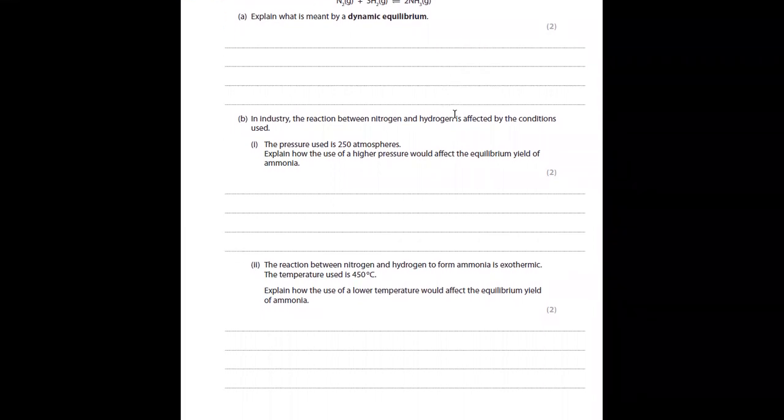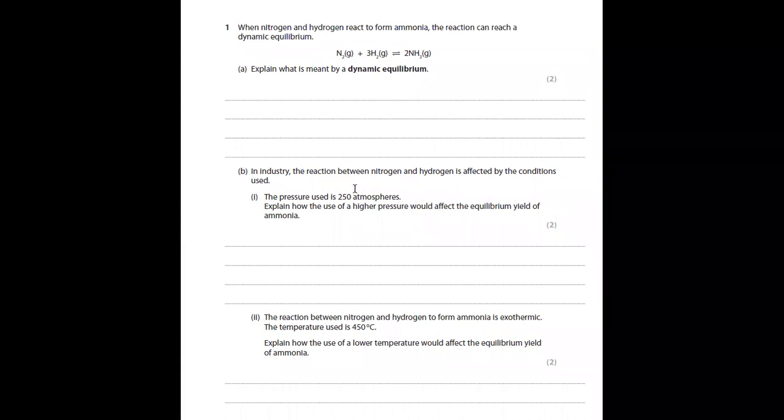In industry, the reaction between nitrogen and hydrogen is affected by the conditions used. The pressure used is 250 atmospheres. Explain how use of a higher pressure would affect the equilibrium yield of the ammonia. When we use higher pressure, the equilibrium is shifted to the side with fewer molecules, which is ammonia. Hence more ammonia would be produced. Hence, the yield of ammonia will increase. Exactly. Good job.